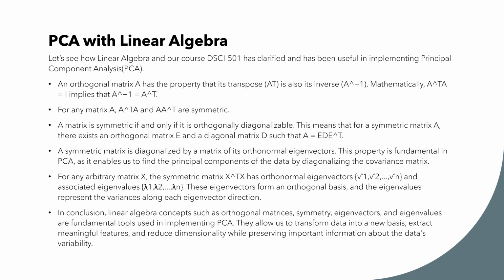A matrix is symmetric if and only if it is orthogonally diagonalizable. This means that for a symmetric matrix A, there exists an orthogonal matrix E and a diagonal matrix D such that A is equal to E D E raised to T. A symmetric matrix is diagonalized by a matrix of its orthonormal eigenvectors. This property is fundamental in PCA as it enables us to find principal components of data by diagonalizing the covariance matrix.